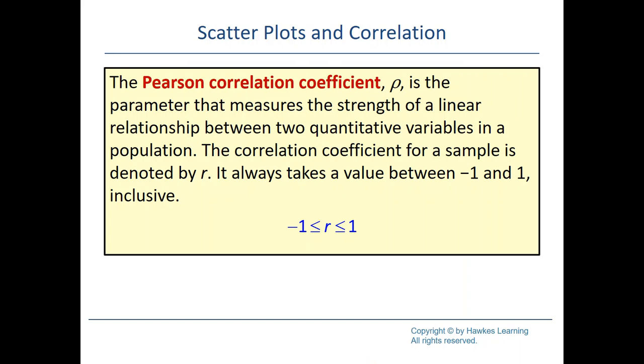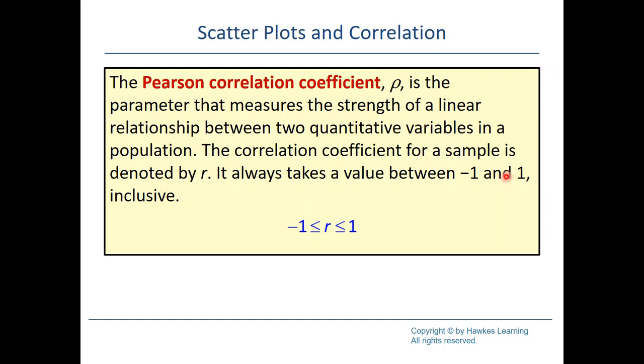Now, when talking about a linear relationship, we do need to talk about the Pearson coefficient. The Pearson coefficient is the parameter that measures the strength of a linear relationship between two quantities or variables. Now, notice this symbol here. It's not necessarily a P straight away, but a P that's for Pearson. This will be if I'm talking about it in terms of a population. If I'm talking about it in terms of a sample, we use the letter R to denote that.